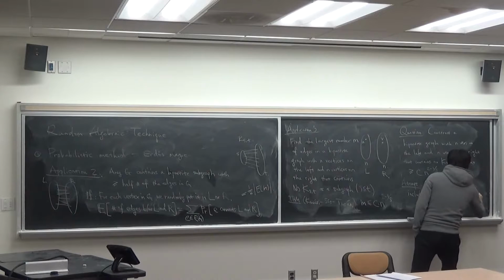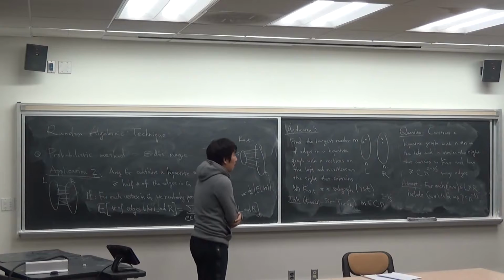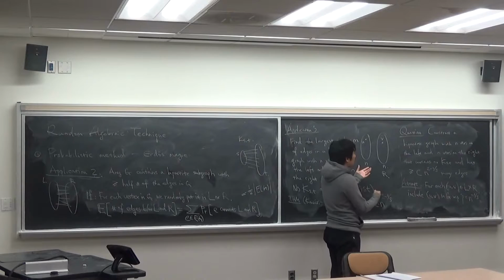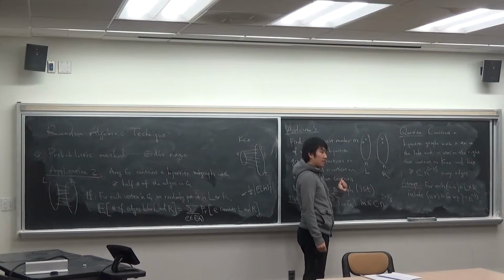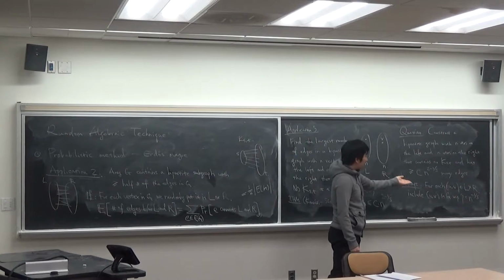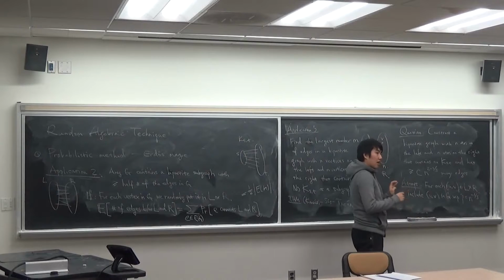Okay? So you might be wondering why I choose this probability p, n to the power of minus 1 over s. Because if you look at the expected number of edges that I will get in my random graph g, I will get exactly n to the power of 2 minus 1 over s. Because there are n squared many pairs UV, and for each pair, the probability it is included in the graph is n to the minus 1 over s. Therefore, I will get n to the power of 2 minus 1 over s on average in my graph.